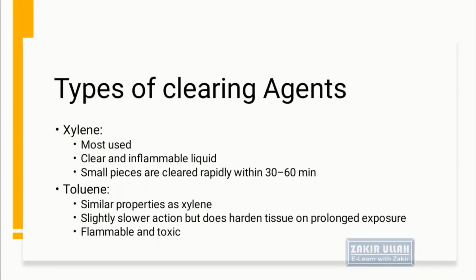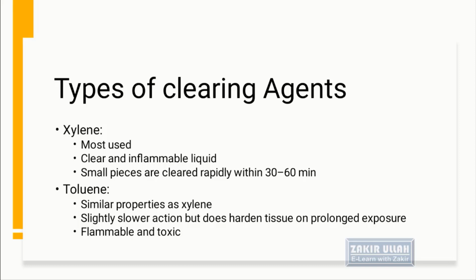Types of clearing agent: we have different types, xylene, toluene, chloroform, the esters or cedarwood oil. These are the different types of clearing agents which may be used for clearing purposes. Xylene is the most commonly used and the most important. It is a clear and inflammable fluid. Small pieces are cleared very fast.